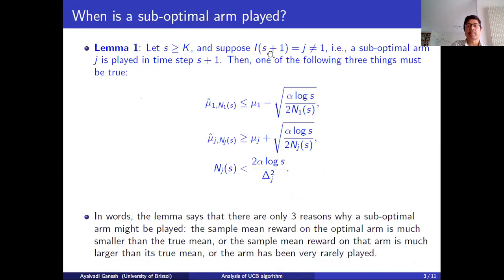Okay, so that was in the lemma statement. So arm j is played in time step s plus 1. So by contradiction, we've shown that if none of these things are true, then arm j cannot be played at time step s plus 1. Or in other words, if arm j is played at time step s plus 1, at least one of these three things must be true, and maybe more are true. So that's the proof of lemma 1.